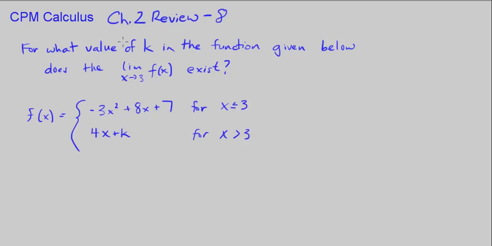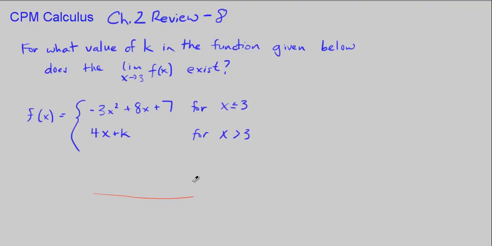This is CPM Calculus, Chapter 2 Review number 8. For what value of k in the function given below does the limit as x approaches 3 of f of x exist? We're given f of x, and it's defined piecewise. Part of it is defined as negative 3x squared plus 8x plus 7 for x less than or equal to 3, and the other part is 4x plus k for x greater than 3.